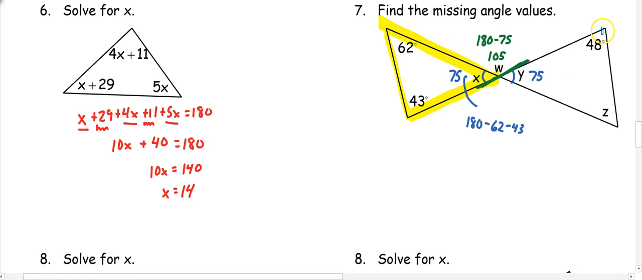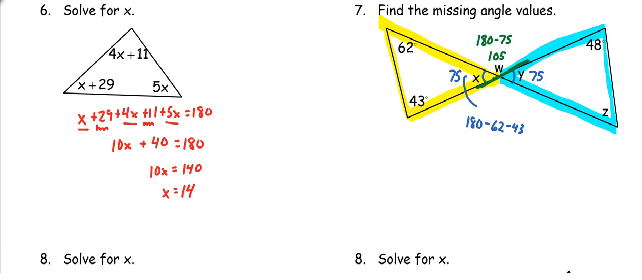Then I can move to my triangle that's on the right and highlight it in blue to get z. So to get z, again, I know that my triangles are 180 degrees. So 180 minus 75 minus 48 will get me a measure of 57 degrees for z.